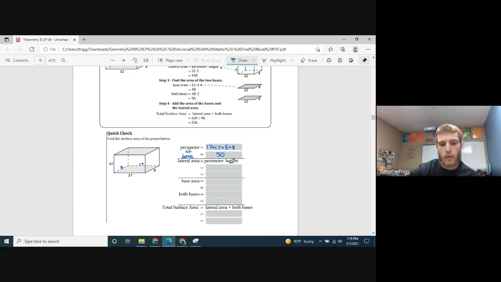Now, why is that important? Well, that's going to help us to find the lateral area. And the lateral area is the area of all the lateral surfaces. So it's the front, it's everything besides the bases, basically. It's the middle section. Everything besides the bases is going to be the lateral area.